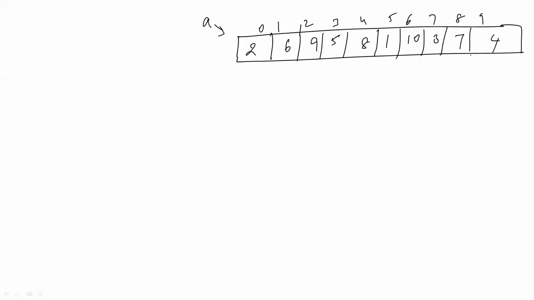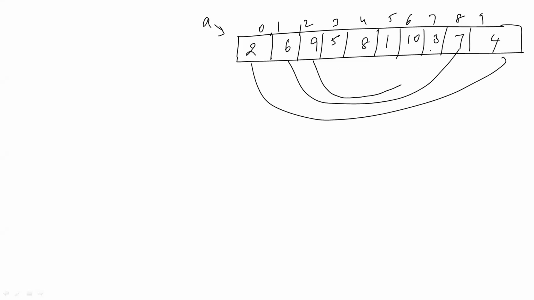So what you want to do is reverse the values permanently. Means simply do like this: swap 2 and 4, 6 and 7, 9 and 3, 5 and 10, 8 and 1. That's it. Values will be automatically reversed. So for that, what should you do? Your value starts from position I here, position J here, and you simply swap the values.